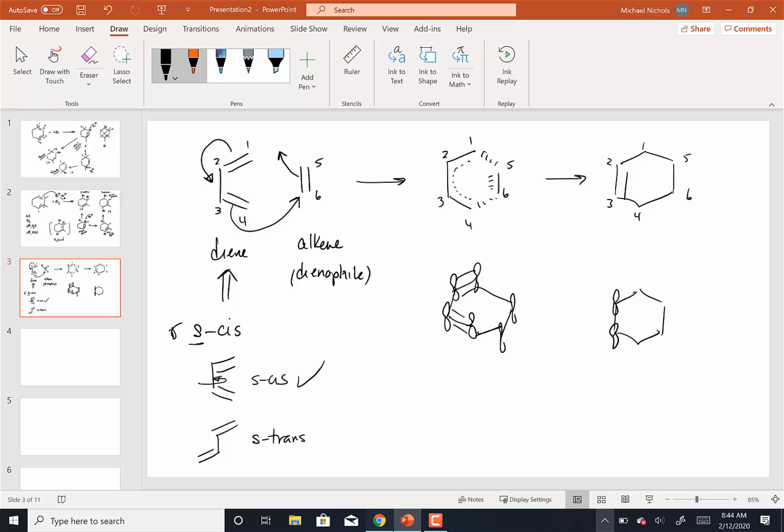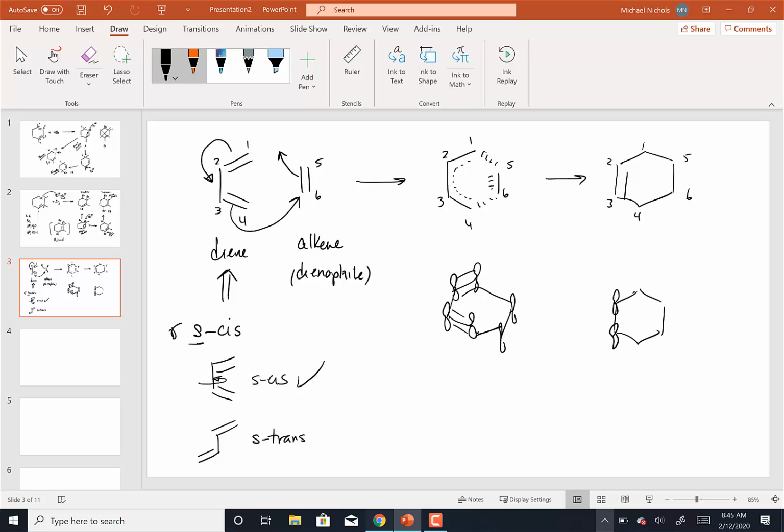So if you had this in the S-trans conformation, the spacing is too far for it to add all at once. And that's the way the reaction works. It's the diene basically coming in and sitting on top of the alkene to make the 6-membered ring. So the conformation of the diene must be S-cis.